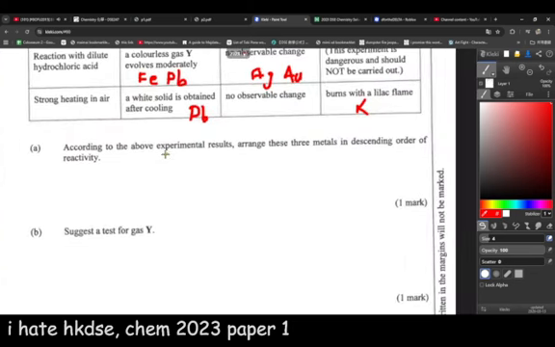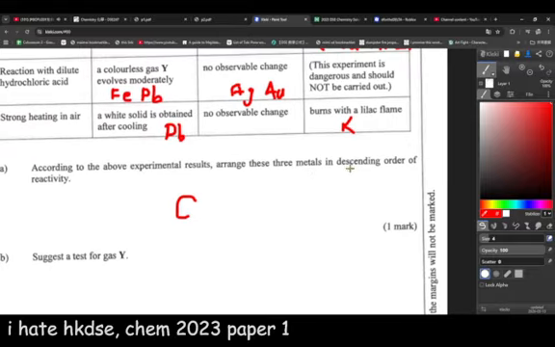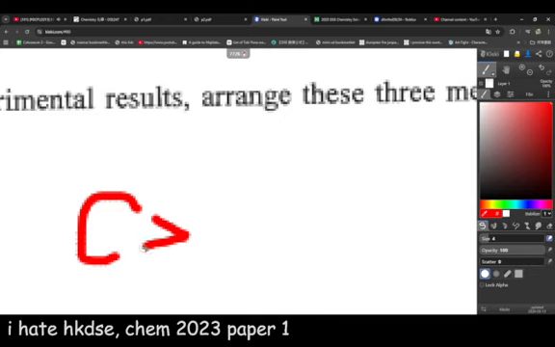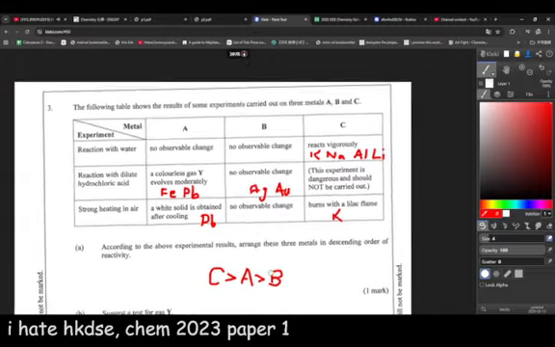According to the above experimental results, arrange these three metals. C is the most reactive. Descending order. So next one should be less reactive. A. And least reactive. B. This is memorization again, technically, but not really, because you can just look at this.